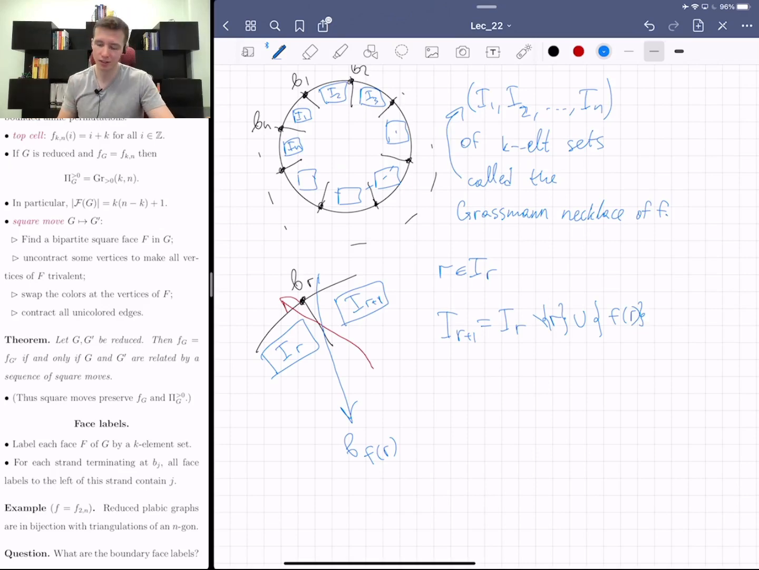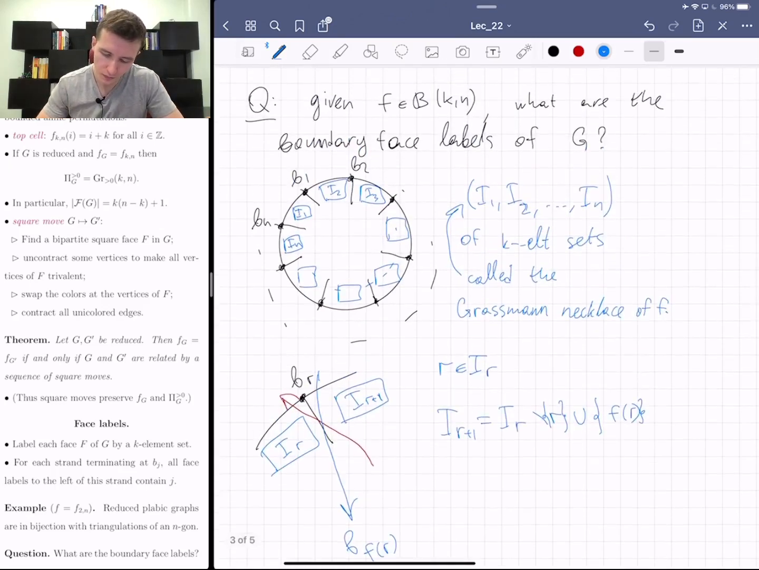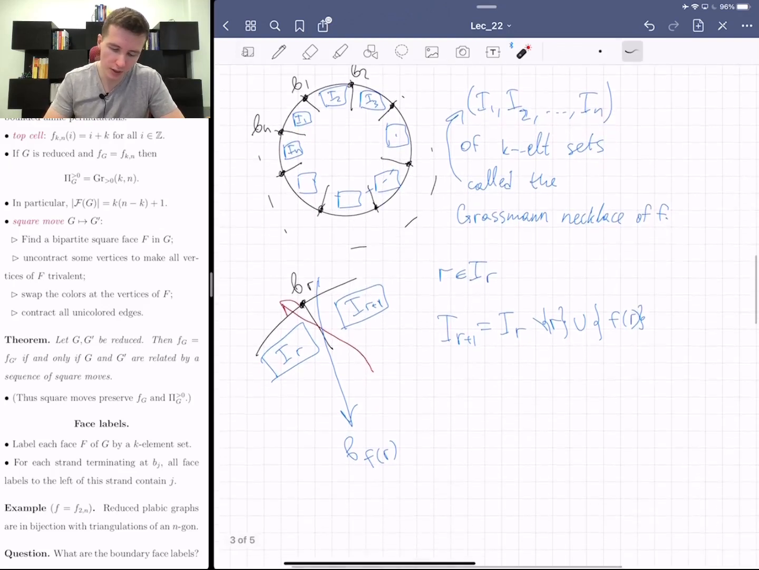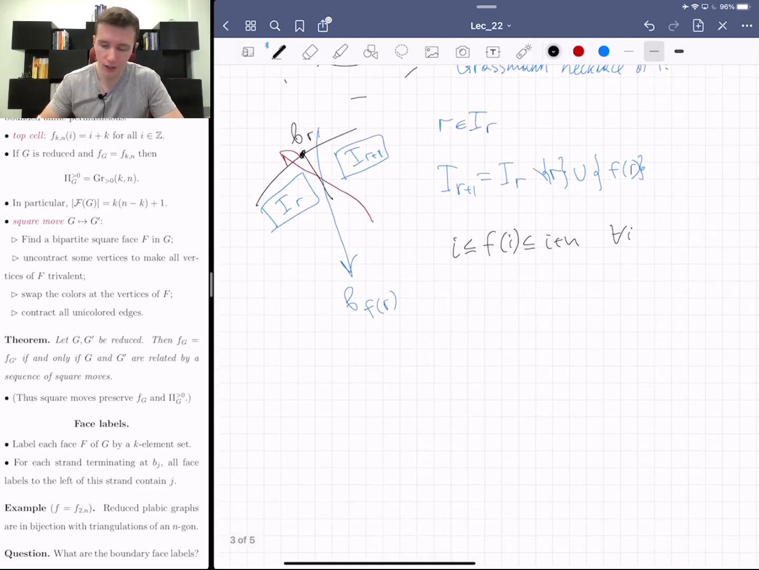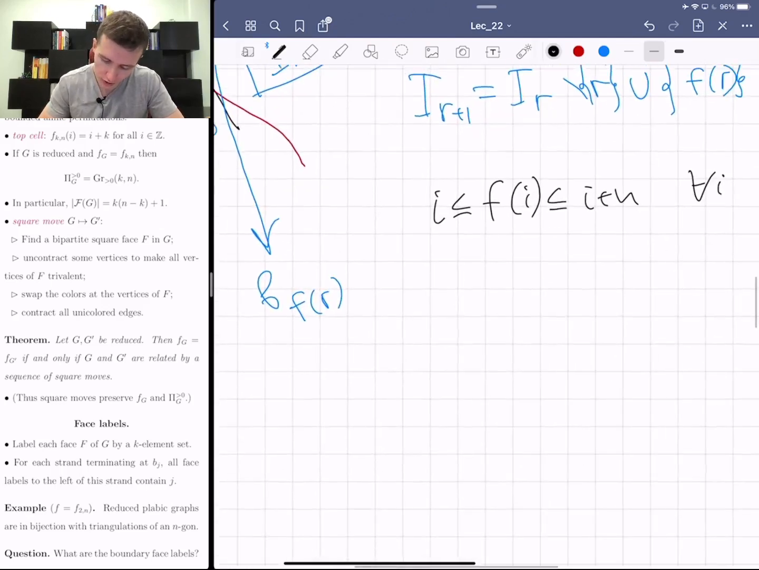Let me actually, I think that this is a good time to explain this in terms of the bounded affine permutations. So remember, my bounded affine permutation satisfies i less than or equal to f of i less than or equal to i plus n for all i. So the strands point to the right. And let me try to draw some example. 1, 2, 3, 4, 5.